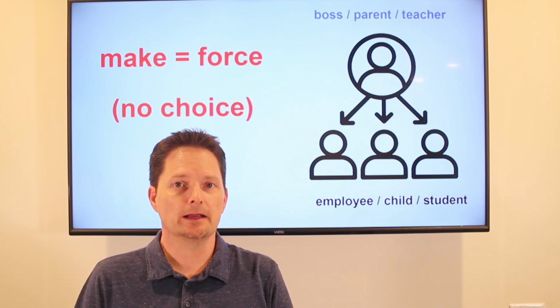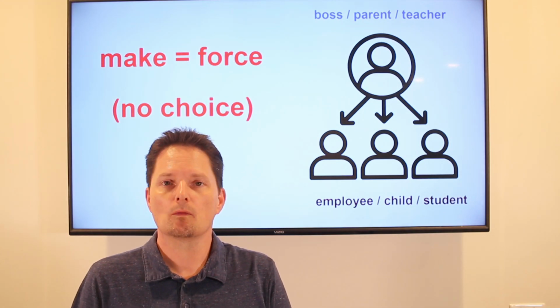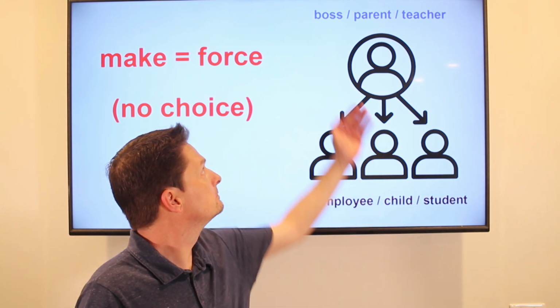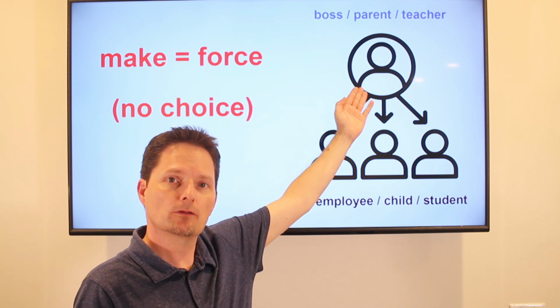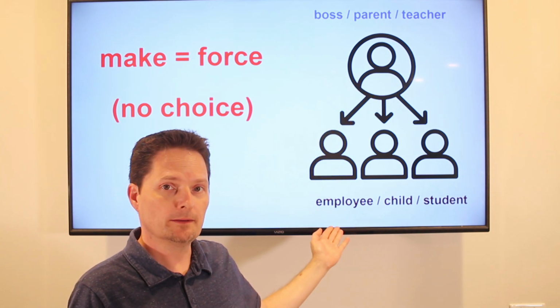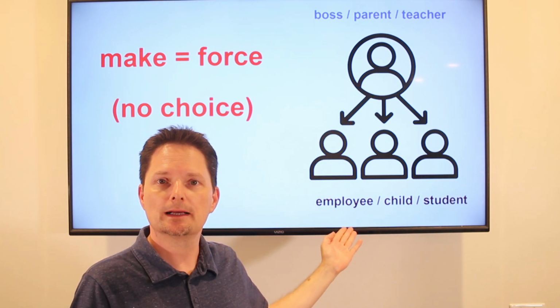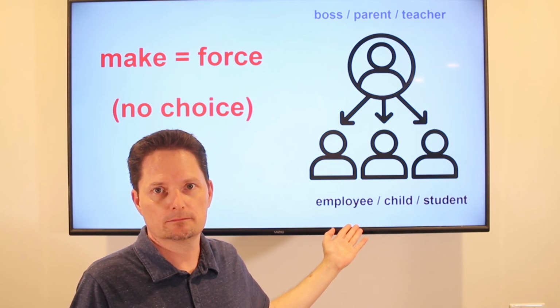Let's practice. Our first example is make. Make is similar to force when you have authority, like a boss, a parent, or a teacher. They are the authority. And the employee, the child, or the student has no choice. Let's look at some examples.